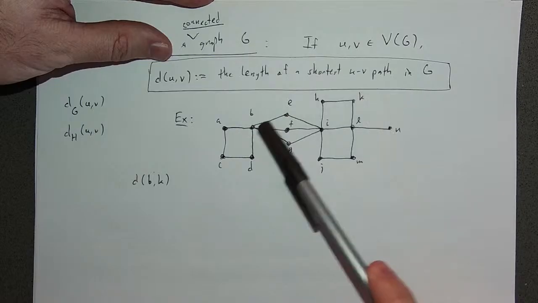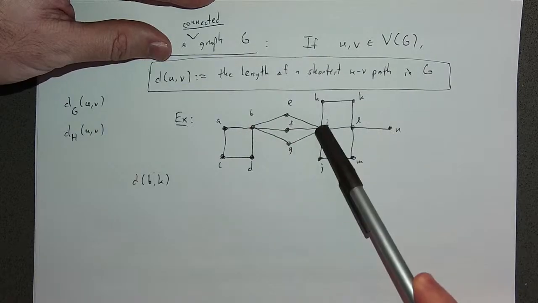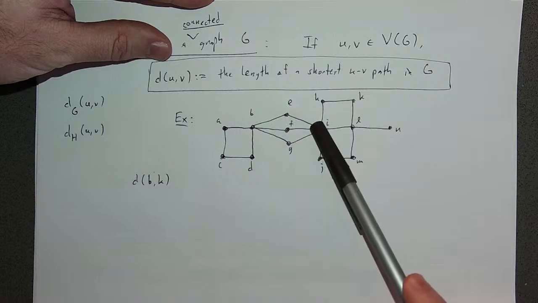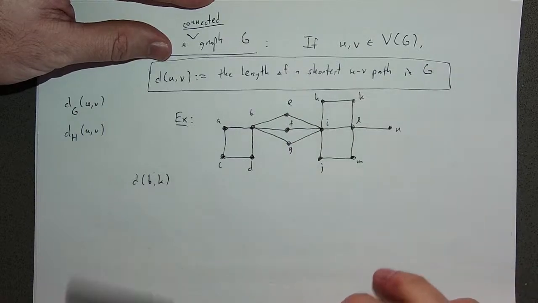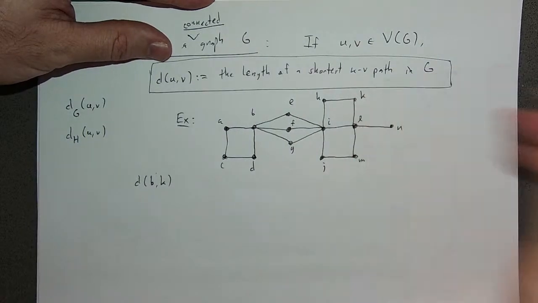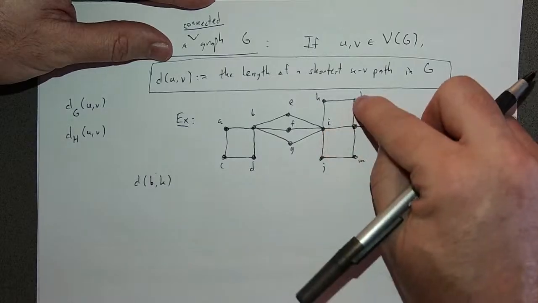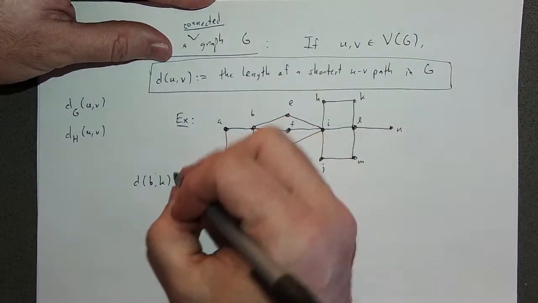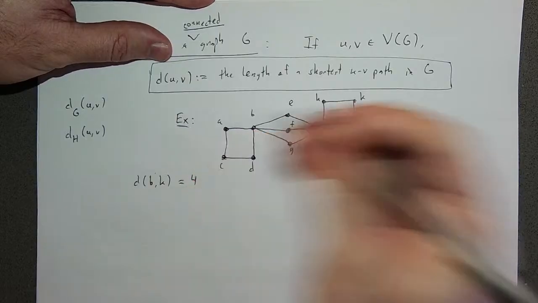So B to K: 1, 2, 3, 4. Was there a shorter way to get there? I could have gone 1, 2, 3, 4. That is the shortest way of getting there. There's no other way, right? I is not adjacent to K. If I was adjacent to K, of course, this would be 3, but as it stands, this is 4.